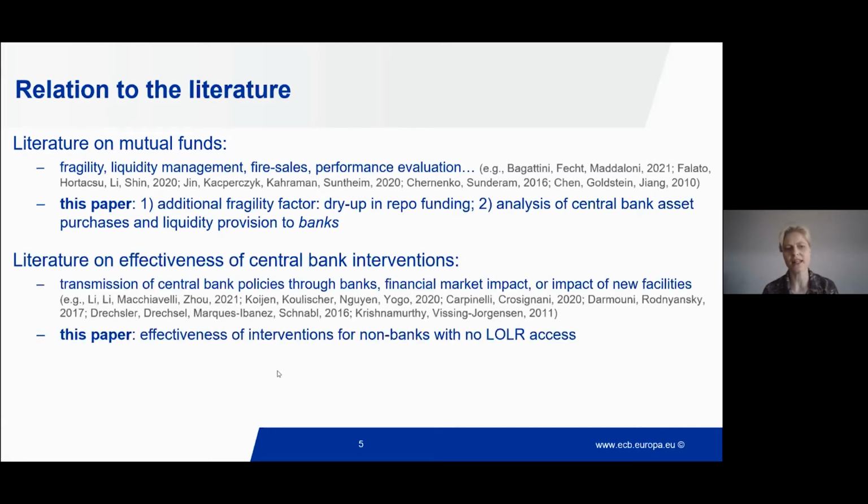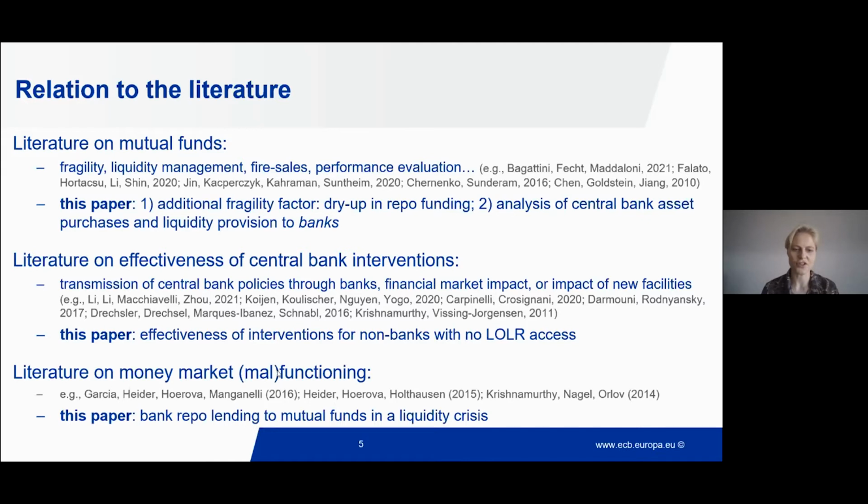The second strand of literature we relate to is the literature on the effectiveness of central bank interventions. And again, there are lots of papers looking in particular at the transmission of central bank policies through banks, at financial market impact, and at the impact of new facilities. Our paper is going to be about the effectiveness of interventions for non-banks that have no lender of last resort access. And lastly, there is a literature on money market functioning, or malfunctioning, in crisis times. And here we contribute by looking at bank repo lending to mutual funds in a liquidity crisis.